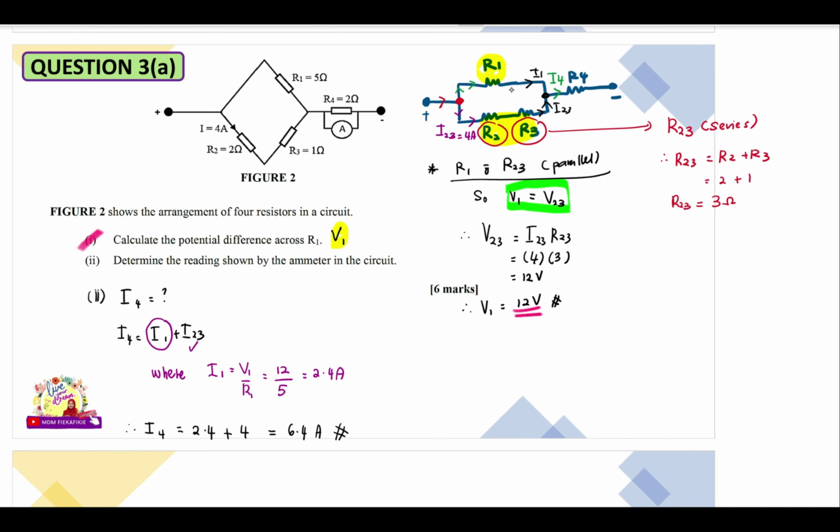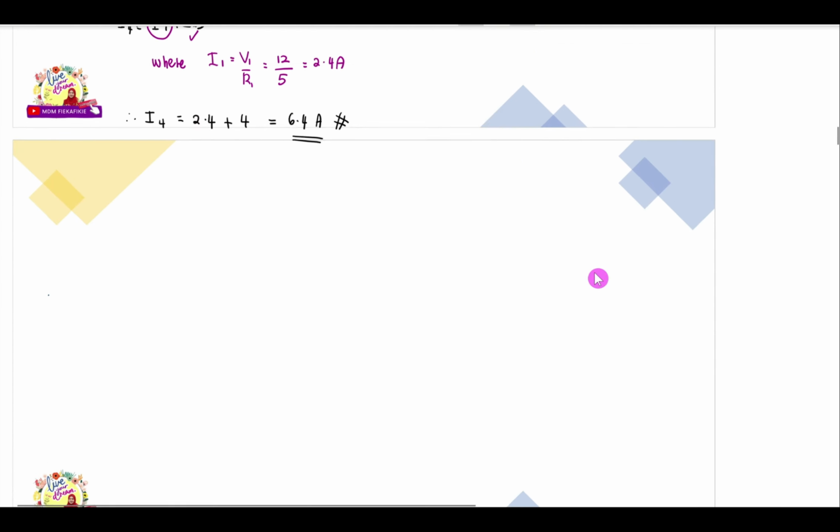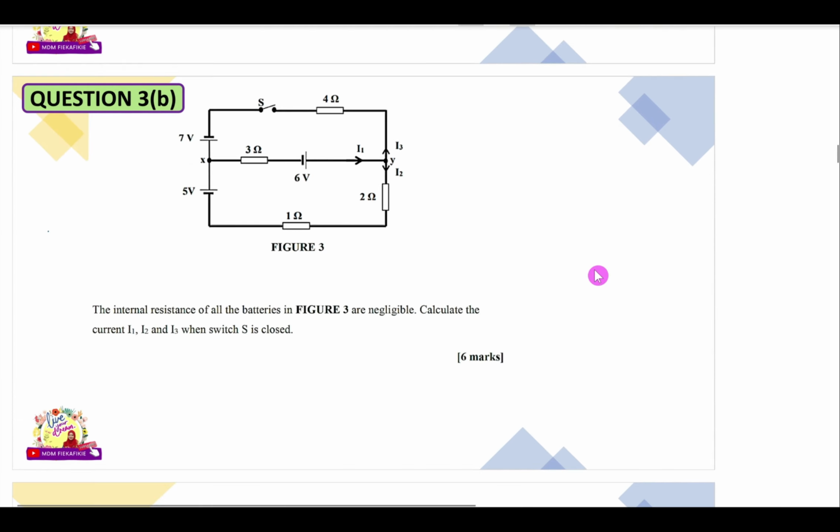That means the current that passes through R4, and here we connect an ammeter. So the ammeter will read the current I4. Which means the ammeter will show the reading of current I4, and it is equal to 6.4 ampere. Okay, so that finishes question 3A. There are 6 marks here. And then look at the second part.